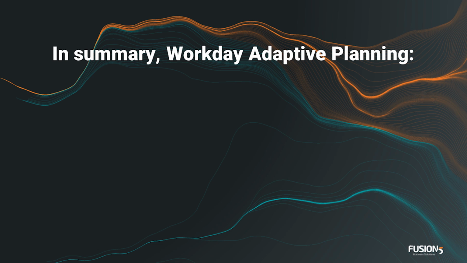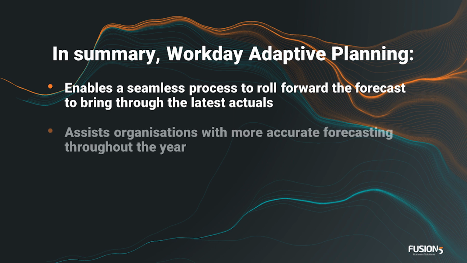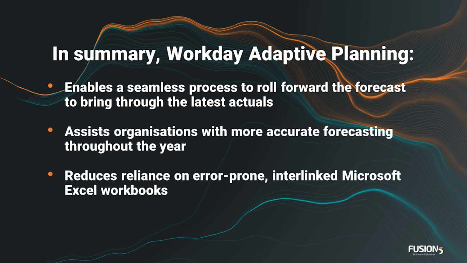In summary, Adaptive Planning enables organizations to easily roll forward and update their rolling forecasts to include the latest actuals data. This allows for more accurate forecasting throughout the year without having to troubleshoot error-prone, formula-driven Excel workbooks.